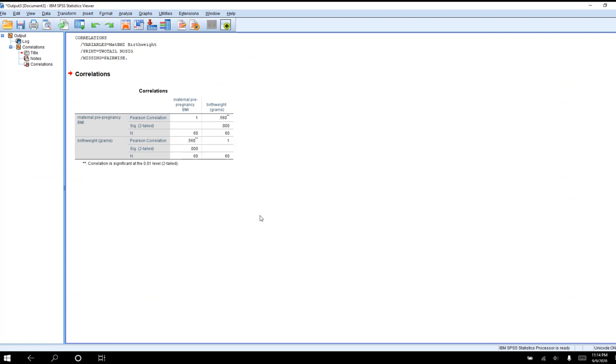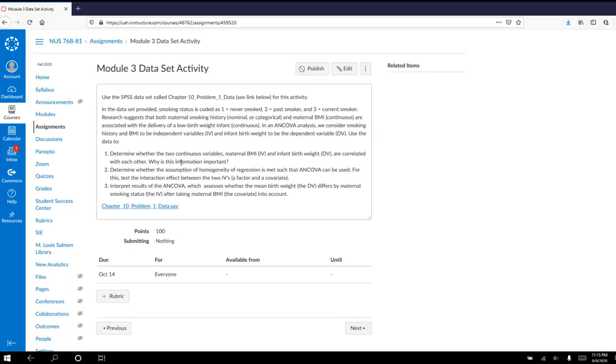Press OK. You can see that the correlation coefficient is significant at 0.01. It is a positive relationship at 0.560. This means our covariate probably does play a role in determining the dependent variable. More precisely, the BMI of the mother is significantly related to the birth weight of the child in our sample. It asks why this is important information. It is important because now we are comfortable in including this covariate in our analysis.